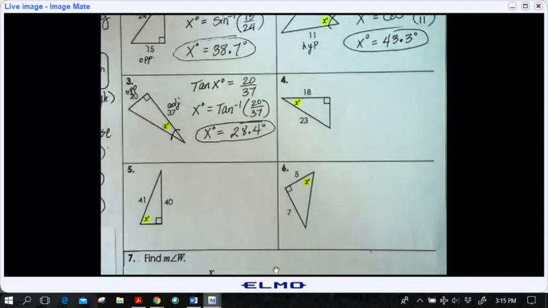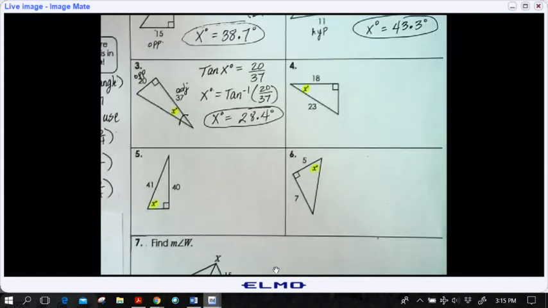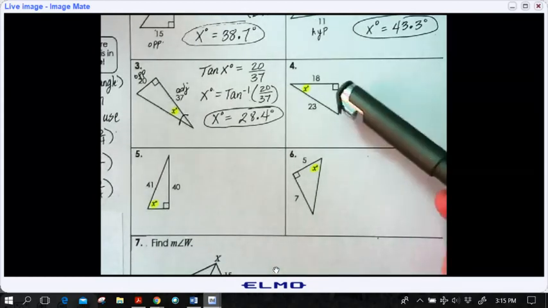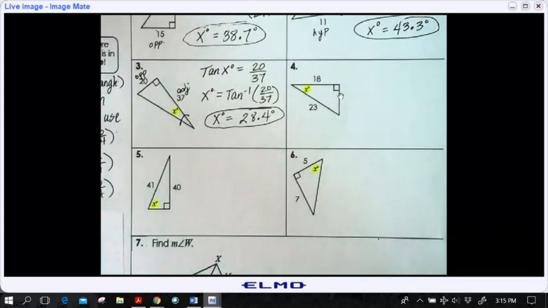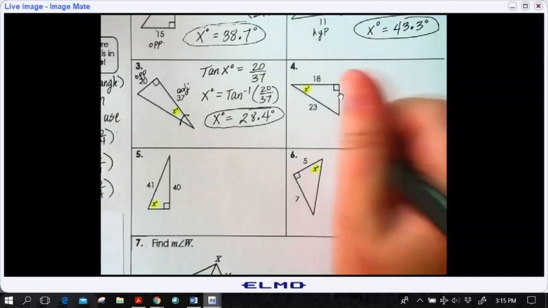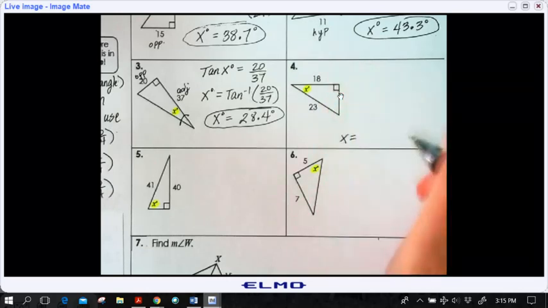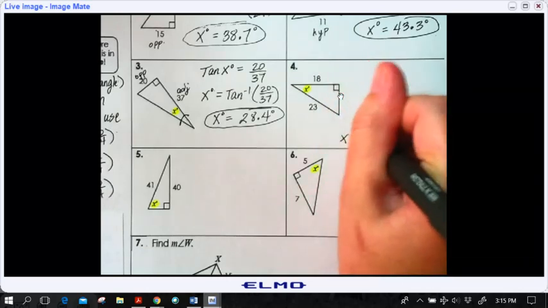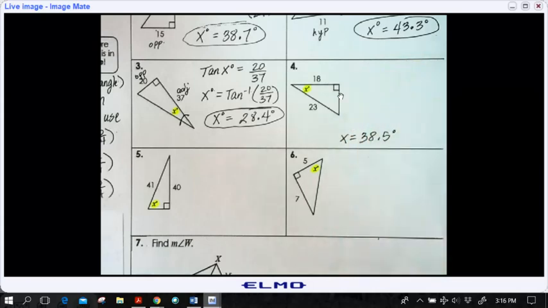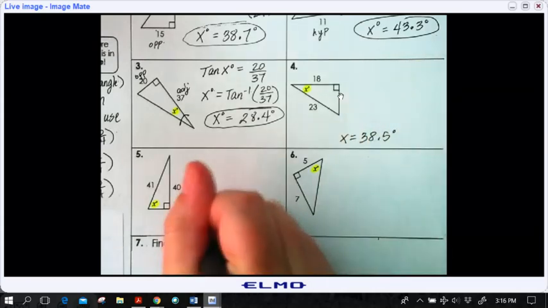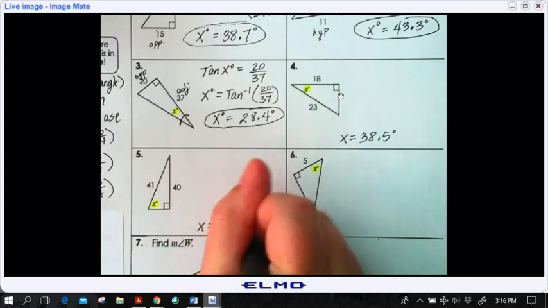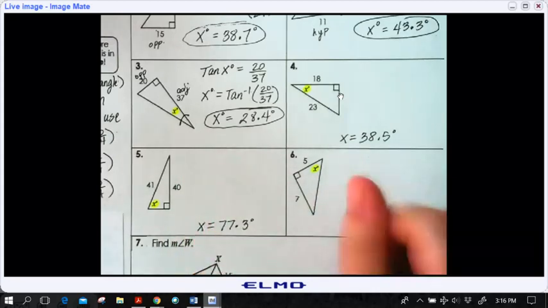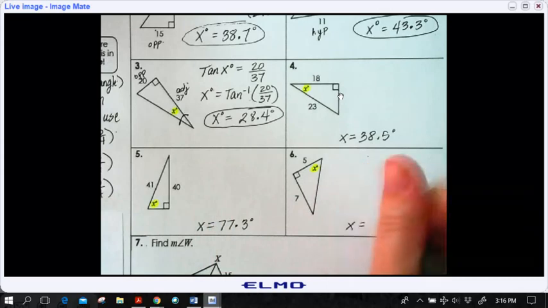All right, guys, I'm going to leave this right here. I would like for you to complete 4, 5, and 6. And just so that you're aware, the solutions for them are 38.5 degrees, 77.3, and 54.5. And at least this way, when you complete it, you'll know if you did it right or not.